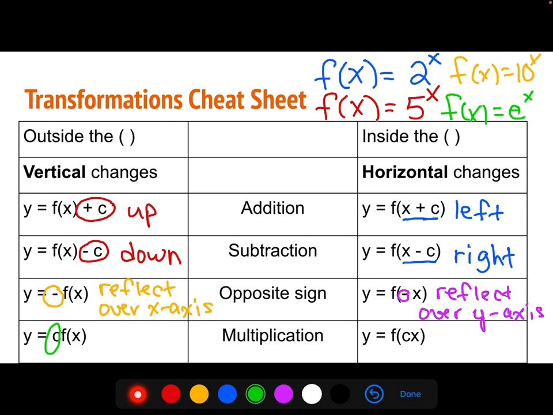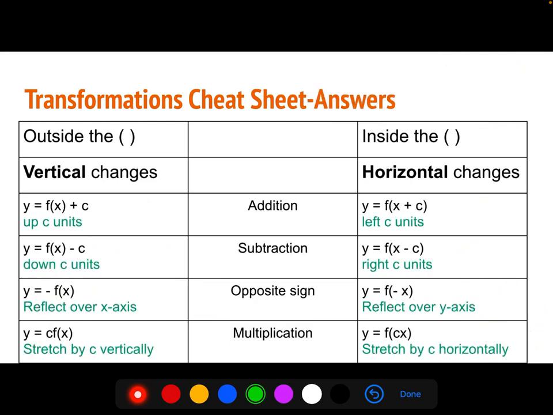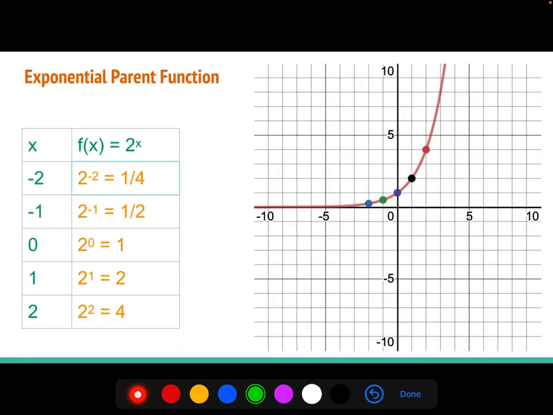If there's a number in front or times the exponential, so like 3 times 2 to the x, that's going to be a vertical stretch. And if there's a number inside the exponent times the x, then that one's going to be a horizontal stretch. That's the one we rarely see. So just reminding you of these. Now let's go take a look at our exponential functions, no matter what the base is. Let's take those parent functions and transform them.